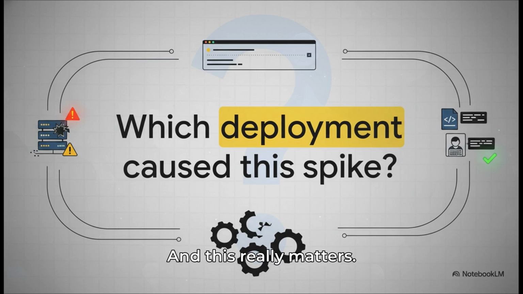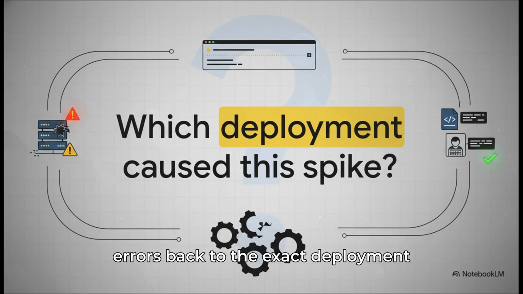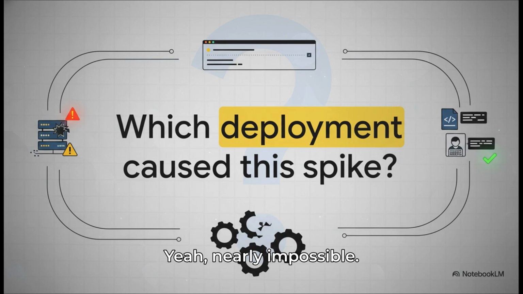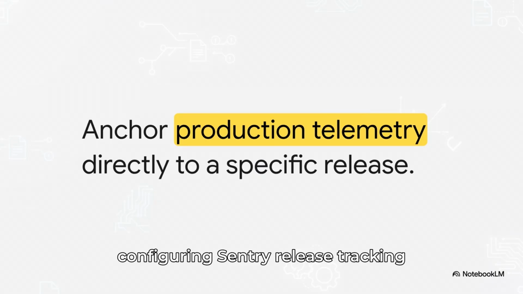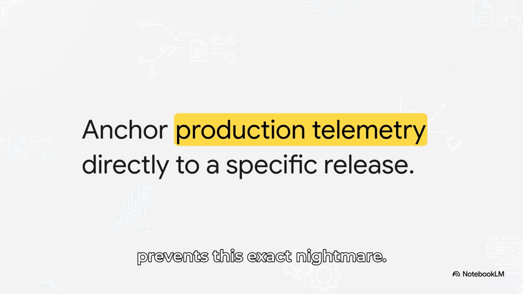And this really matters. In modern DevOps, elite engineering teams are targeting a change failure rate, or CFR, of under 2%. When you've got a high CFR, it's a huge red flag. It signals gaps in your release safeguards, leading to system instability and honestly just a ton of wasted engineering hours. If you can't quickly tie production errors back to the exact deployment that caused them, hitting that elite metric? Yeah, nearly impossible. Well, let's dive into how configuring Sentry release tracking prevents this exact nightmare.